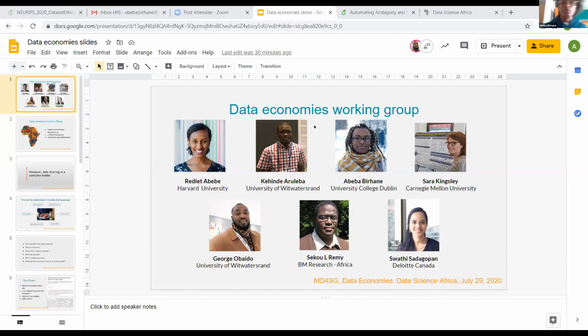So we are the Data Economists Working Group within MD4SG. Today, myself and George will tell you about a couple of our ongoing projects. These are members of our team. We have various academic backgrounds, but also a diverse personal background. Most of us have associations to the African continent in one way or another. Some of us are based there, for example George, who will be speaking right after me. Some of us, even though we are studying abroad, come from there, and some of us have worked within the continent in some capacity.